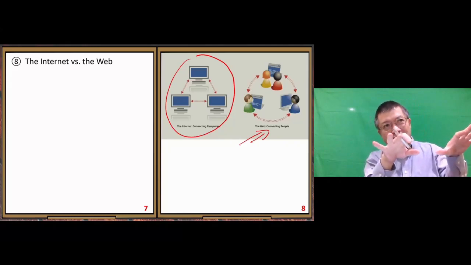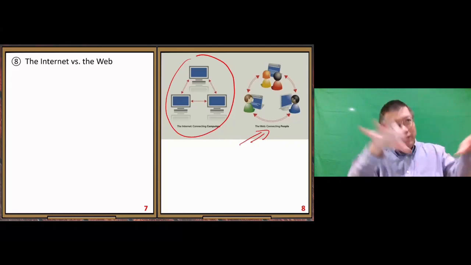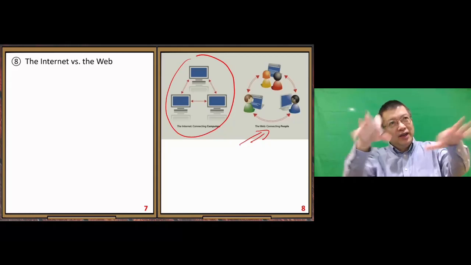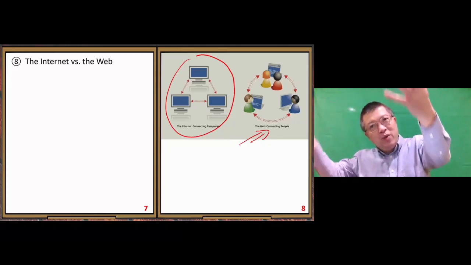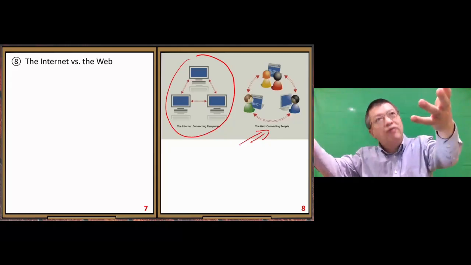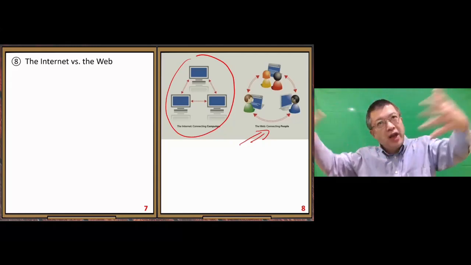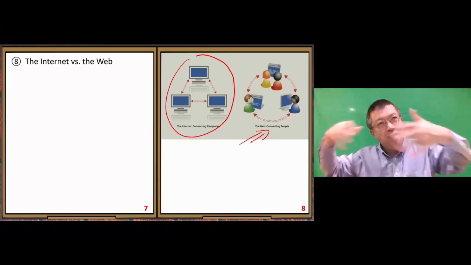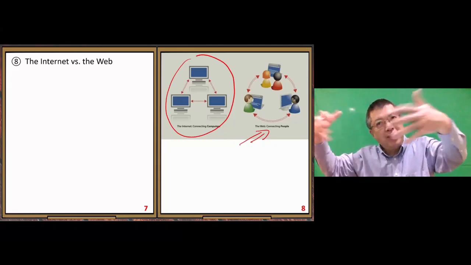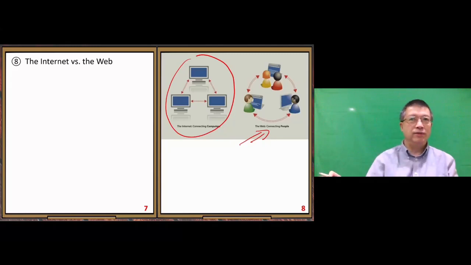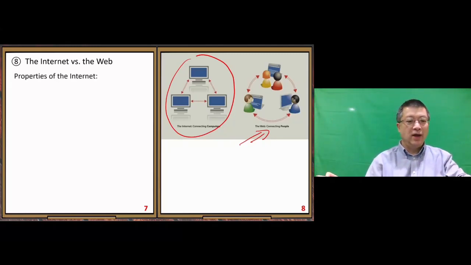What's the difference? The internet connects computers. Infrastructure, computer hardware, connecting the hardware. The web deals with the information, the data. People exchange data in the community. So the web connects people. That's the difference. So think about that.